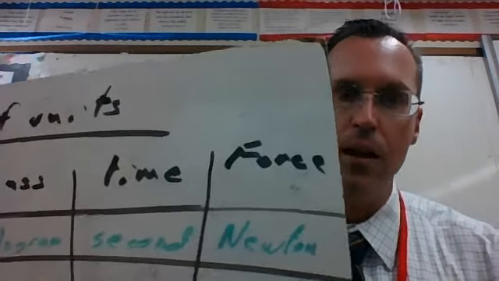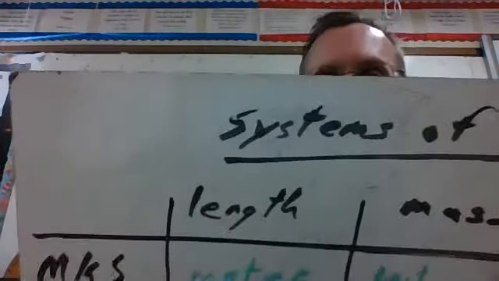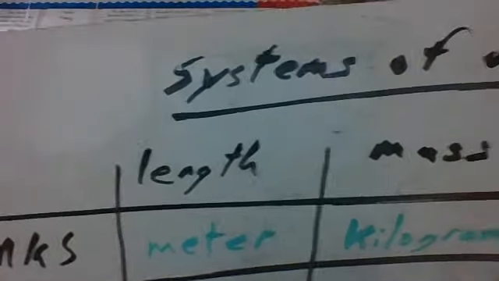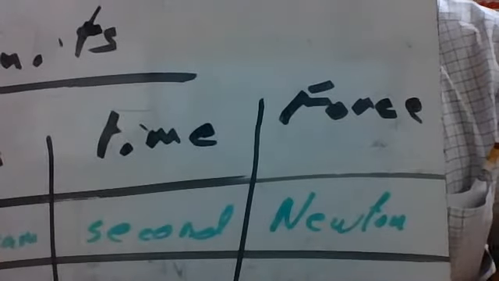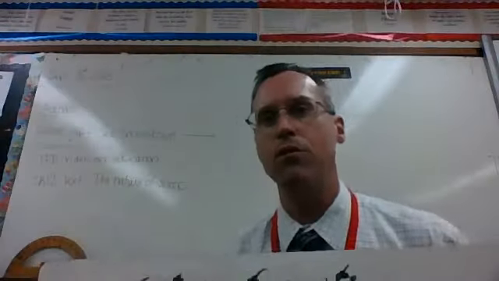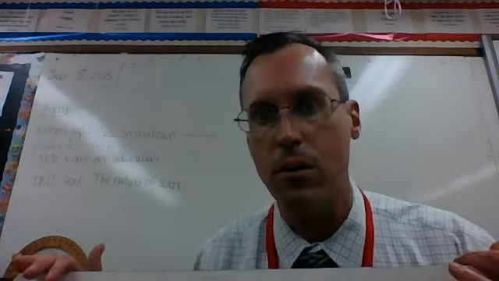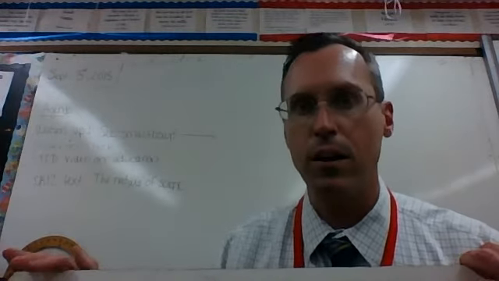Okay, so just to recap MKS: length is in meters, mass is in kilograms, and time is in seconds in the MKS system, and force is in something called a Newton. It's a metric unit of force that's equal to about a quarter of a pound. Because you're from America, that's what you can think in terms of.